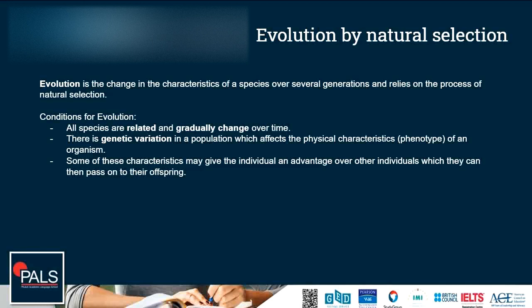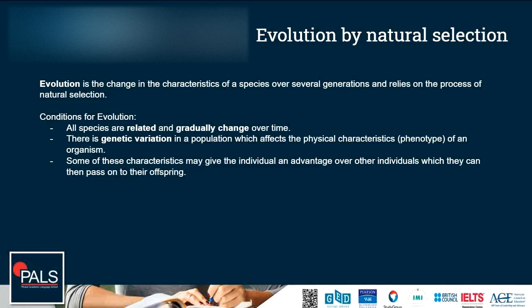For evolution to occur, some important conditions must be met. First of all, species are related and gradually change over time. We know the tree of life, that the tree of life in the end converges to a single point, which is the common ancestor of all living things that are alive today. So all living things are related to each other.